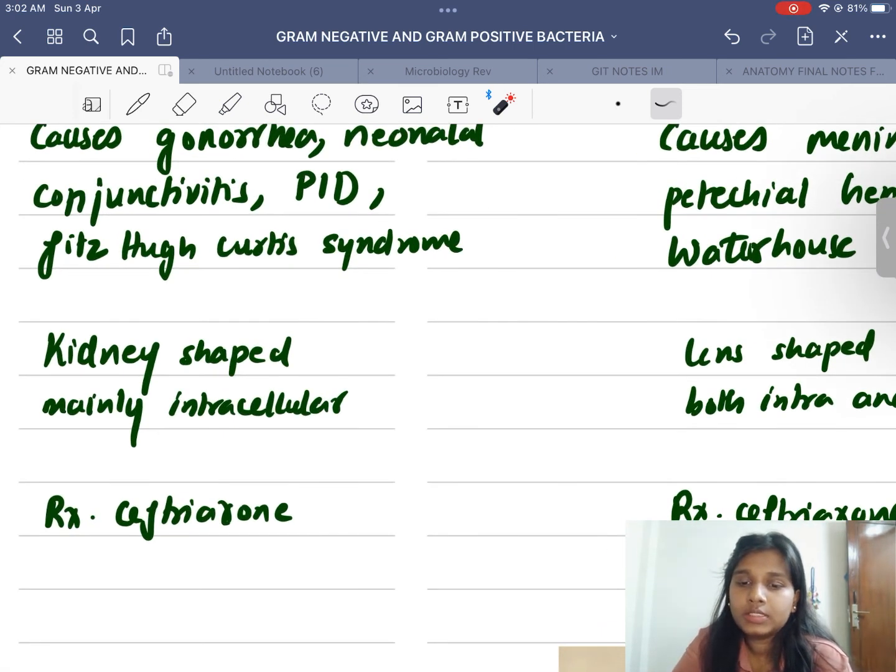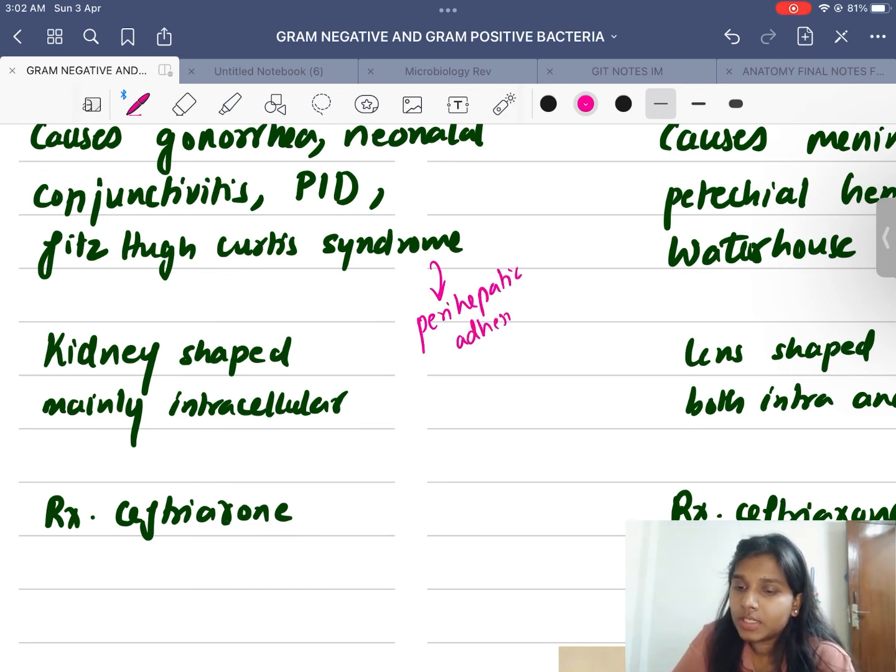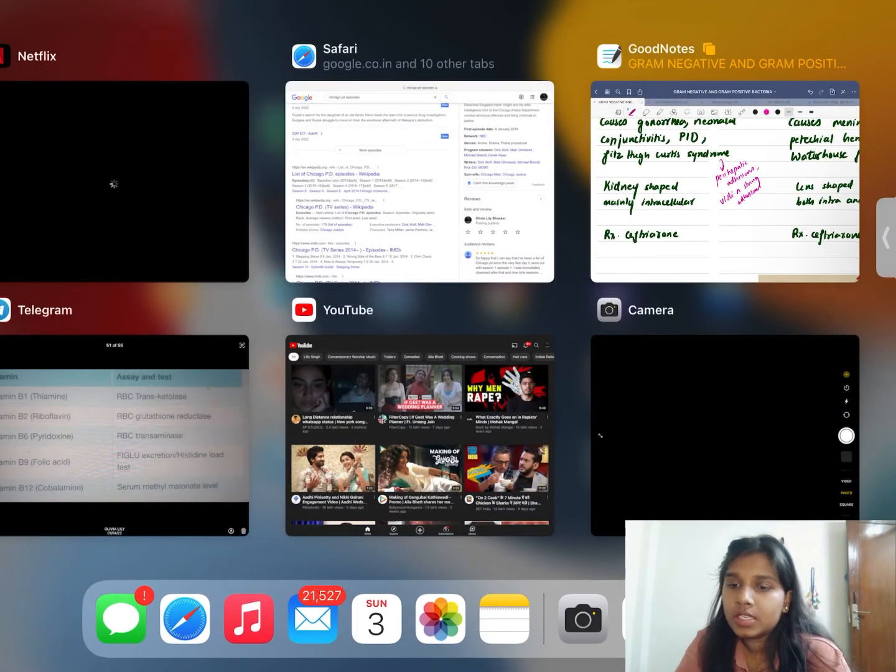What is Fitz-Hugh-Curtis syndrome? It's basically whenever you have gonorrhea infection, PID with gonorrhea, what will happen? There can be adhesions. Okay, adhesions in the abdomen, mainly perihepatic. Okay, perihepatic adhesions. They also call them Weiland string adhesions.